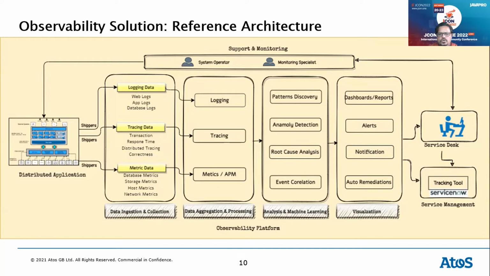The next stage is where you do the aggregation and processing. This is where you have those capabilities of pattern discovery, anomaly detection, root cause analysis, and event correlation. For you to do that, you have to get the data in the right format, with the right semantics, making sure you cleanse the data.